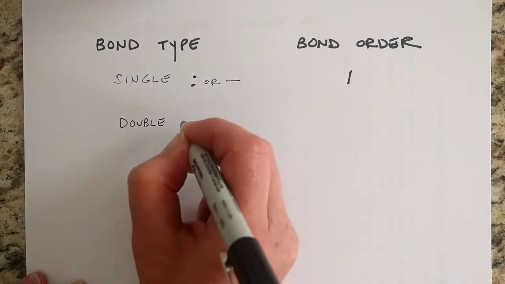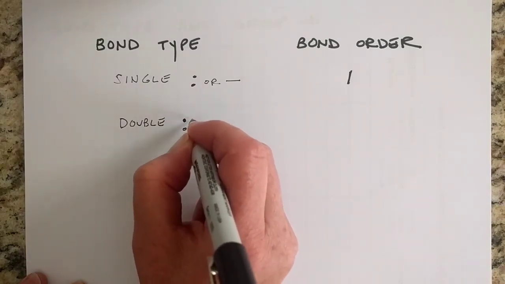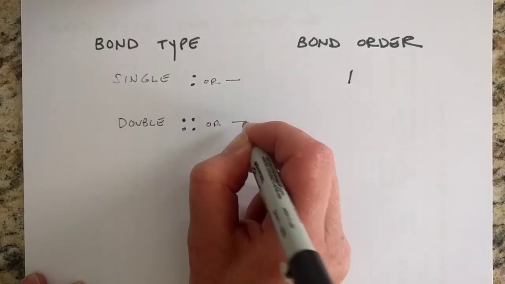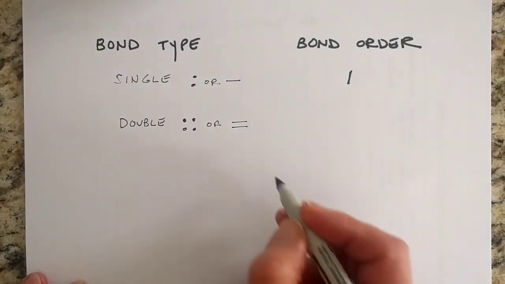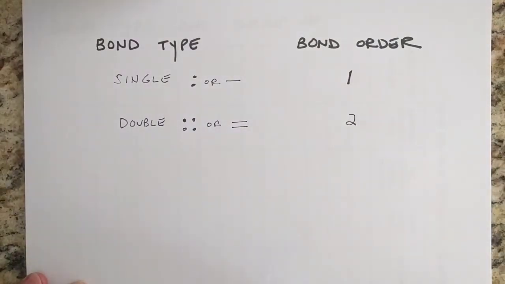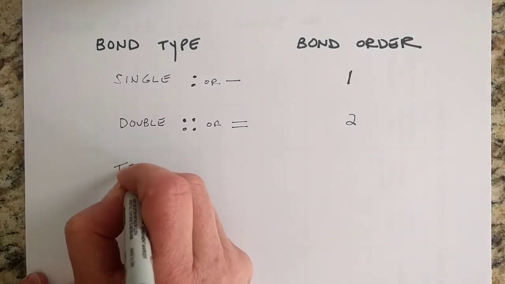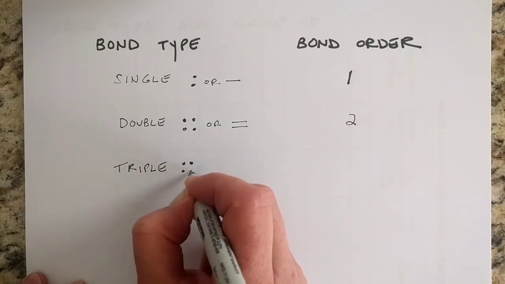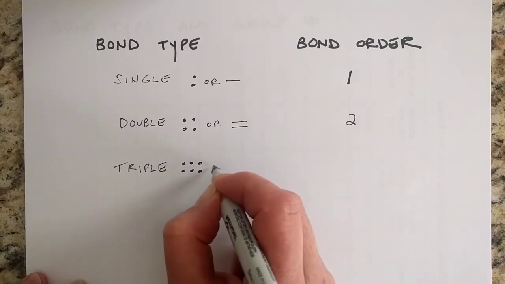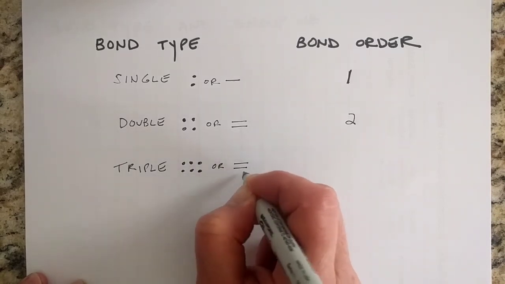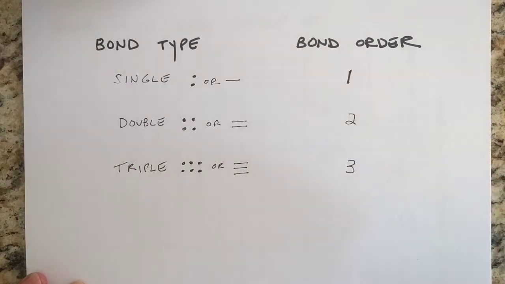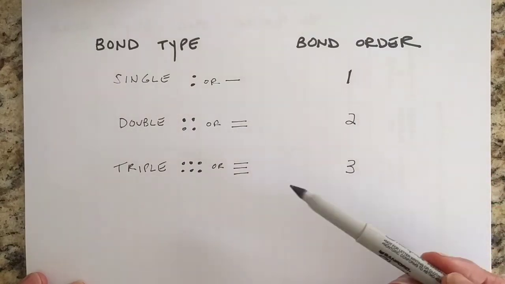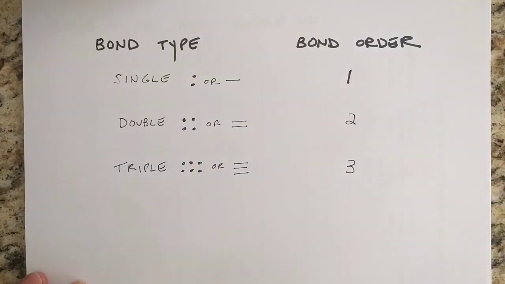All right, we can have a double bond. And we learned that a double bond consists of two shared pairs or 4 electrons between the two atoms. Or we can write our double bond as 2 dashes. And the bond order is 2. It's that easy. And then our last type of bond is a triple bond, which is 3 shared pairs or a total of 6 electrons. And we can represent that as 3 dashes, and our bond order is 3. So bond order is as easy as that. Single is 1, a double bond is a 2, and a triple bond is a 3.